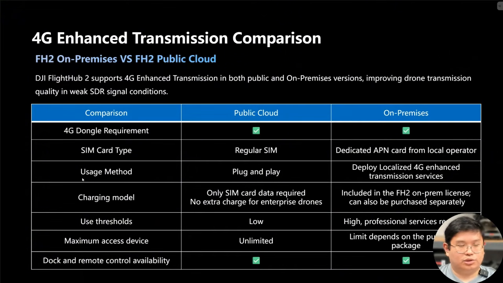The user threshold is a little different. For the public cloud version, it's low. For the on-premises version, it's high, and professional services are required. The maximum access device for the public cloud is unlimited, and for the on-premises, it depends on the purchased package. And when it comes to the dock and remote control availability, they're the same.